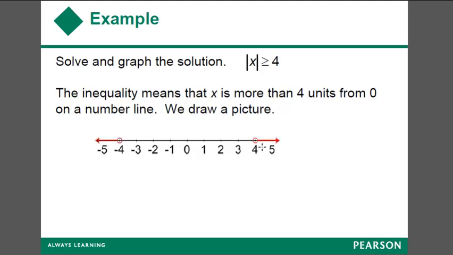We draw the picture, and we're looking at more than 4 units from 0, which means that we're going away from 0. So we go greater than 4 or less than negative 4. So the solution is x is less than negative 4 or x is greater than 4.